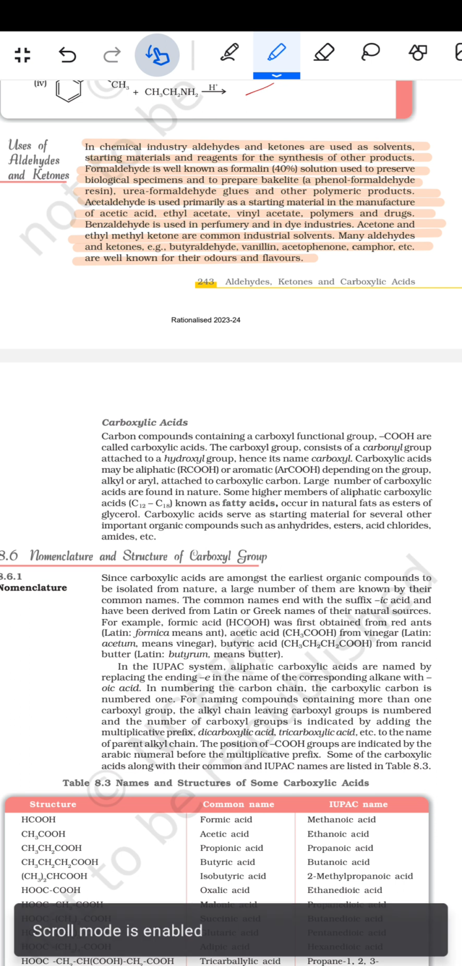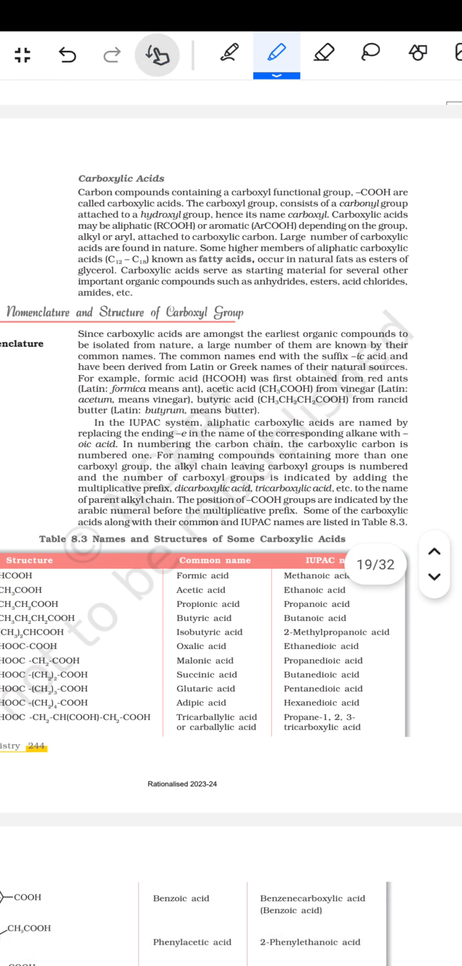After this comes carboxylic acids. Carbon compounds containing a carboxyl functional group, COOH, are called carboxylic acids. The carboxyl group consists of the carbonyl group attached to the hydroxyl group, hence its name carboxyl. Carboxylic acids may be aliphatic, R-COOH, or aromatic, Ar-COOH, depending on the group, alkyl or aryl, attached to the carboxylic carbon.